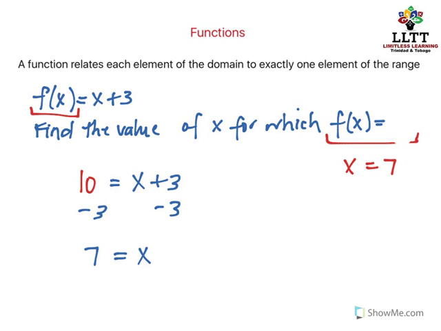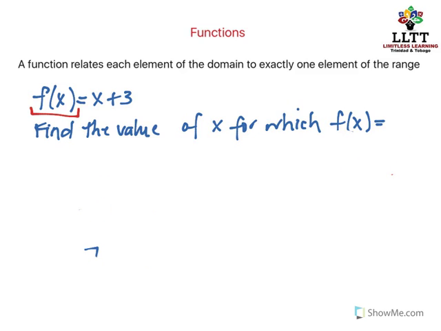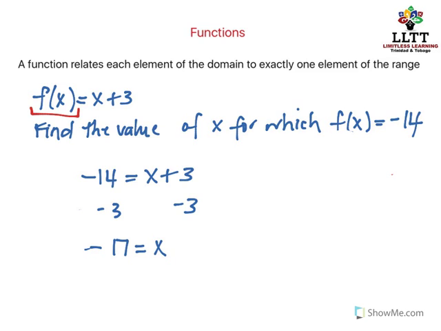Same function, let's say f of x is equal to negative 14. So I'm going to replace f of x with negative 14 and continue my function x plus 3. And now I'm going to solve for x. I'm going to take away 3 on both sides. Negative 14 minus 3 becomes negative 17. X plus 3 minus 3 becomes x plus 0, and anything plus 0 is just itself. So the corresponding value is x is equal to negative 17. So when x is equal to negative 17, I get f of x to be equal to negative 14.